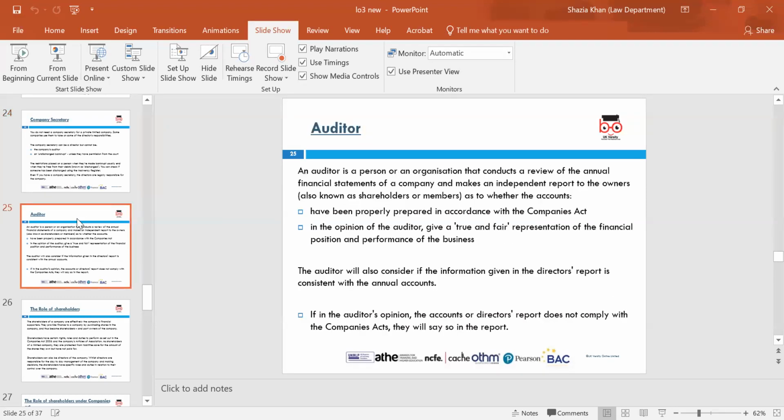An auditor. An auditor is a person or organization that conducts a review of the annual financial statements of a company and makes an independent report to the owners as to whether the accounts have been properly prepared in accordance with the Companies Act, and in the opinion of the auditor, give a true and fair representation of the financial position and performance of the business. The auditor will also consider if the information given in the director's report is consistent with the annual accounts, and if, in the auditor's opinion, the accounts or director's report does not comply with the Companies Act, they will have to say this in the report.